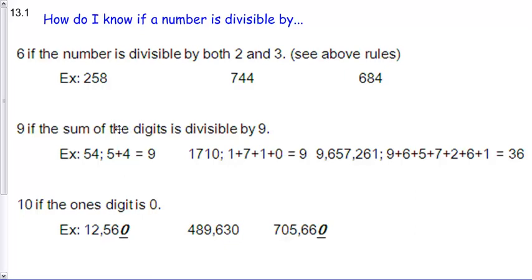The rule for 9 and the rule for 3 are very similar. If the sum of the digits is divisible by 9, so if I add them up and I get a multiple of 9, then that number is divisible by 9. Now what you could do here in this number, 9,657,261, if I add 3 and 6 together and get 9, then I know that 9,657,261 is divisible by 9. And 10 has to end in a 0. Doesn't end in 0, not divisible by 10.